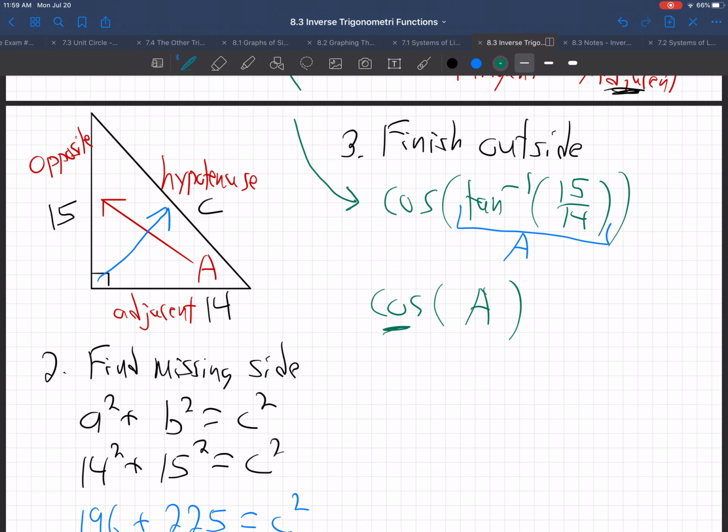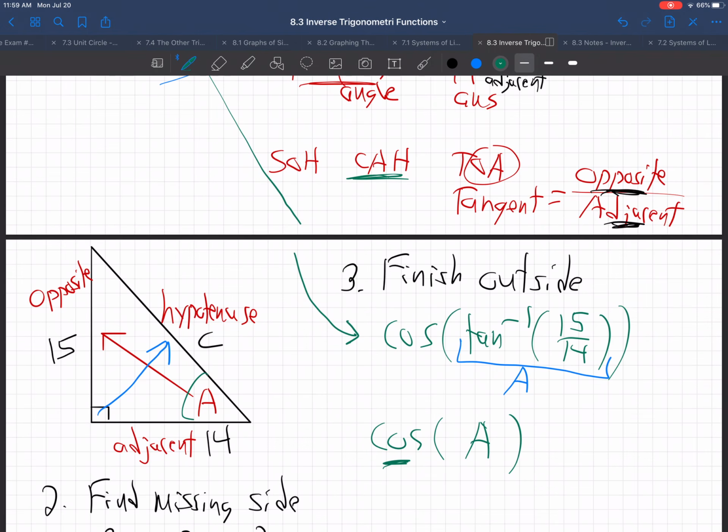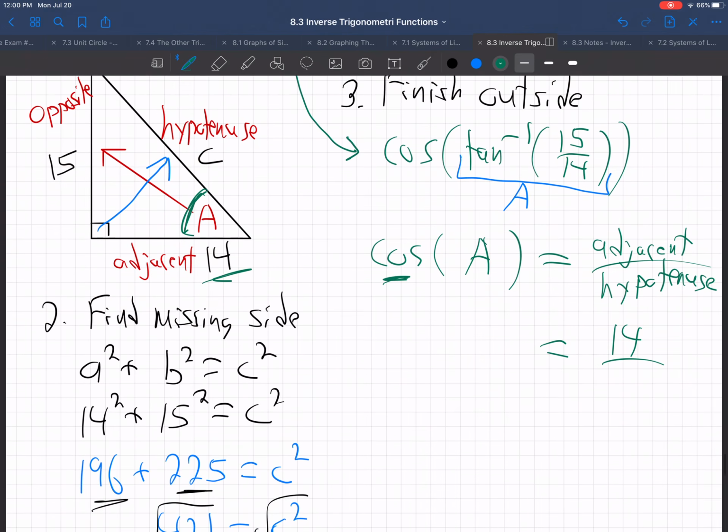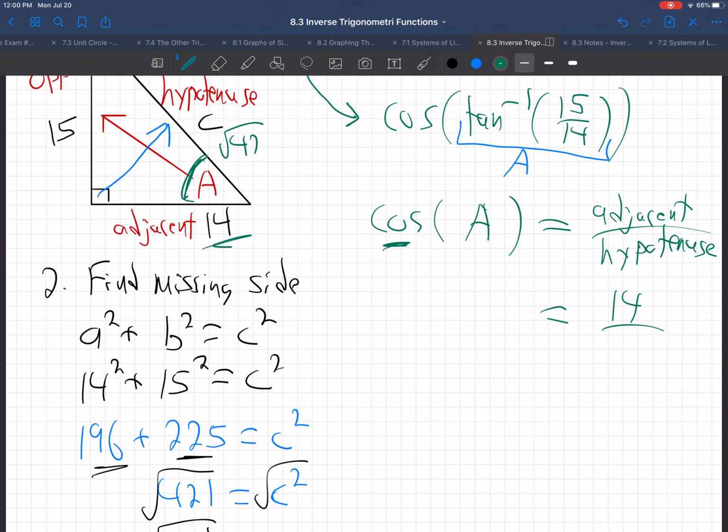Now we can finish the cosine on the outside. How so? Well, let's look at this triangle. We can find the cosine of A. Remember SOHCAHTOA. Cosine is adjacent over hypotenuse from the SOHCAHTOA definition of sine, cosine, and tangent. That's what cosine always is. So in this triangle, cosine of A is adjacent, 14, over hypotenuse, and that's C. I forgot to put it up here. C is square root of 421, right? Over the square root of 421.